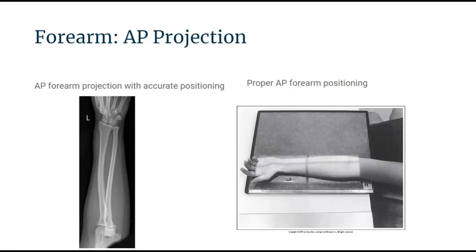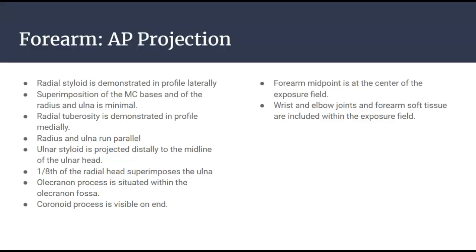The olecranon process is situated within the olecranon fossa. The coronoid process is visible on end. The forearm midpoint should be at the center of the exposure field, and the wrist and elbow joints and forearm soft tissue are all to be included within the exposure field. The next slide provides those image analysis guidelines we just went over.